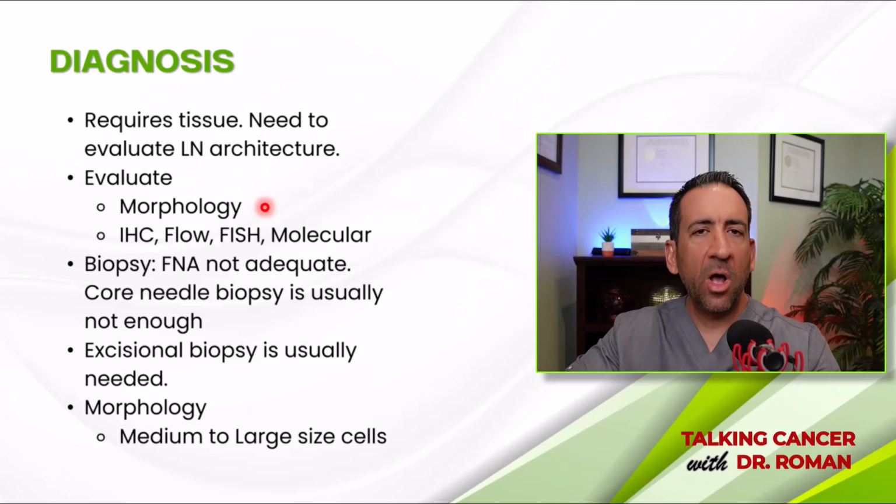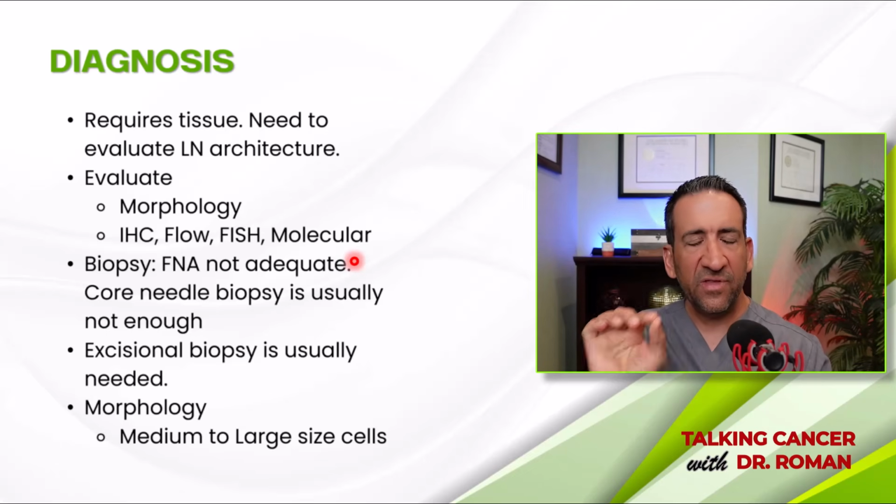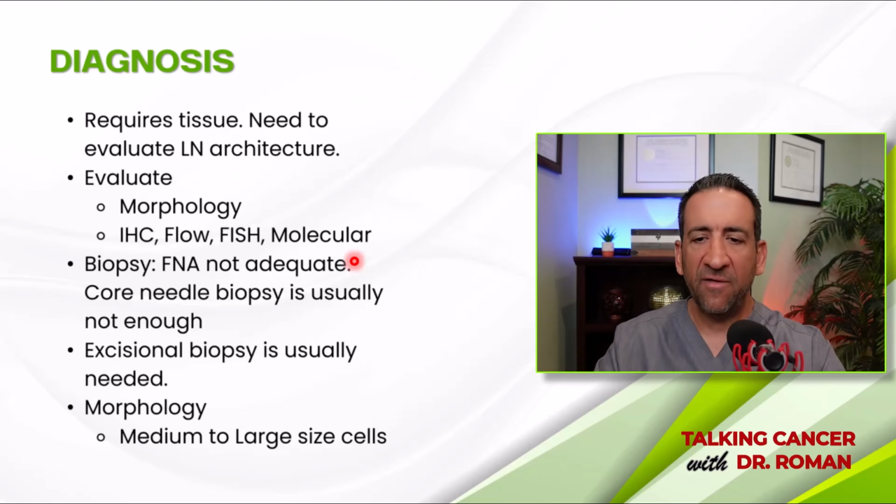Also, we will perform other ancillary tests like immunohistochemistry, flow cytometry, FISH testing, which stands for fluorescent in situ hybridization, molecular testing, chromosomal testing. There's a whole bunch of tests that the pathologist will perform to try to diagnose, is it a lymphoma? And if it is, which lymphoma do you have? So obviously, the reason I'm telling you this is that you need an adequate sample size. A little piece of tissue is not going to be good enough, right?